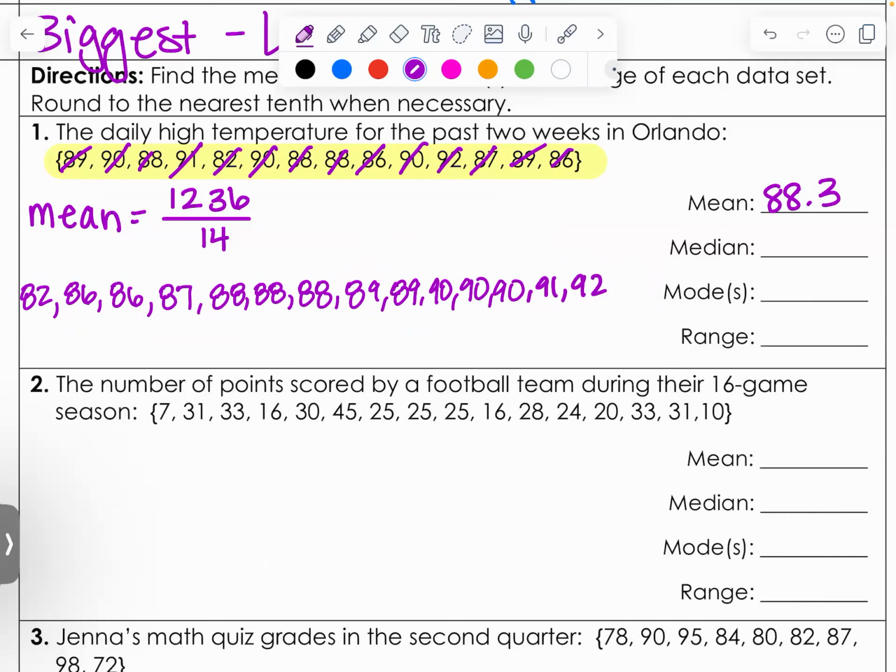Okay, now here's the weird thing. We have an even number of numbers. So when we count 1, 2, 3, 4, 5, 6, 7, 1, 2, 3, 4, 5, 6, 7. Our middle is right here, isn't it? Okay, so we are going to have to take these two and average them together. Okay, so since our median is in between two numbers, we're going to call it 88.5. We got to average those two together.